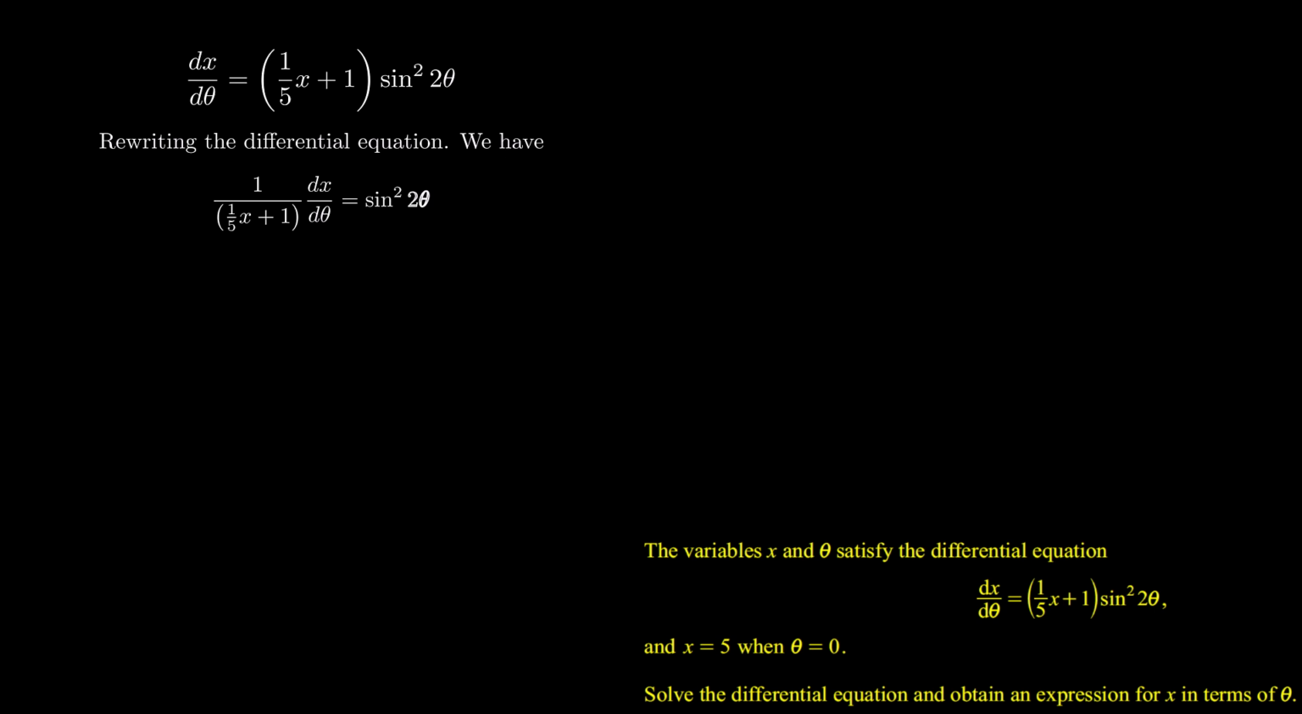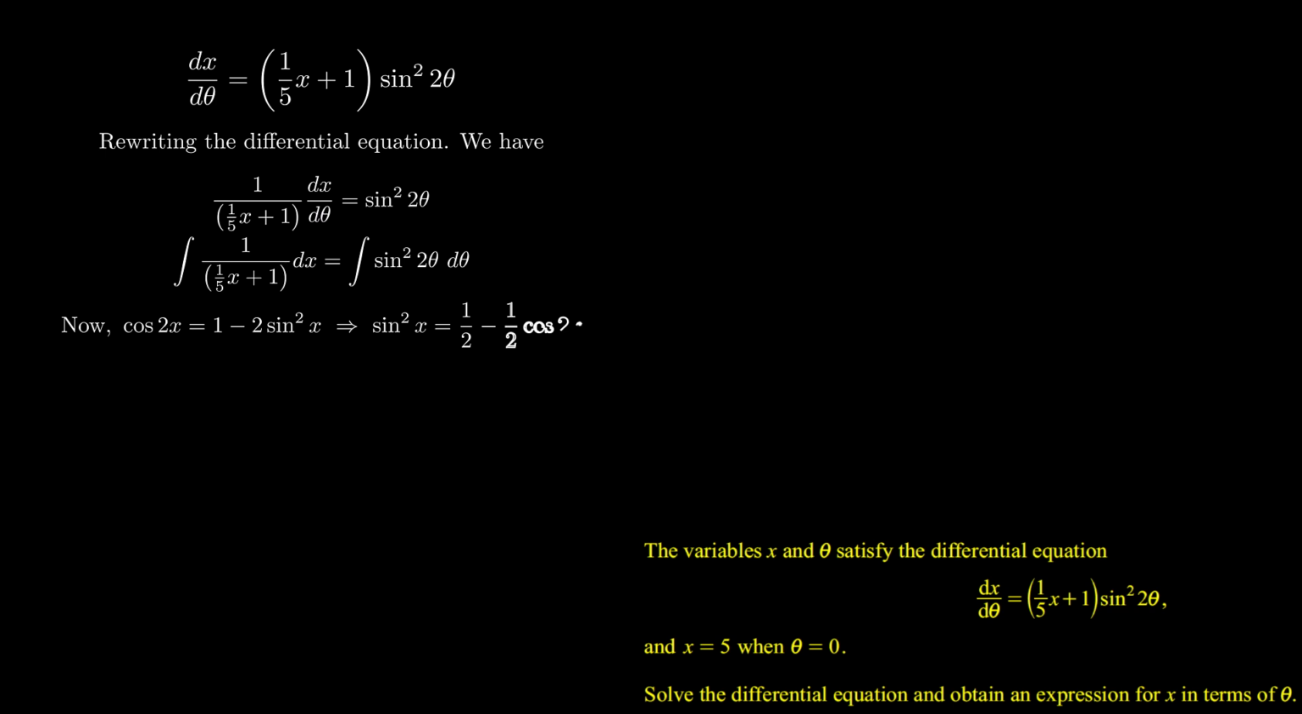And integrating both sides, we can rewrite the whole equation as the integral of (5x plus 1) dx, because it's in terms of x, equals the integral of sine squared 2 theta. We don't know the direct integration of sine squared 2 theta, so we are going to use the double angle formula of cosine. Cosine 2x is 1 minus 2 sine squared x, which means sine squared x is half minus half cosine of the double angle. So from here x can be replaced with 2 theta, and we get sine squared 2 theta as half minus half times cosine 4 theta.